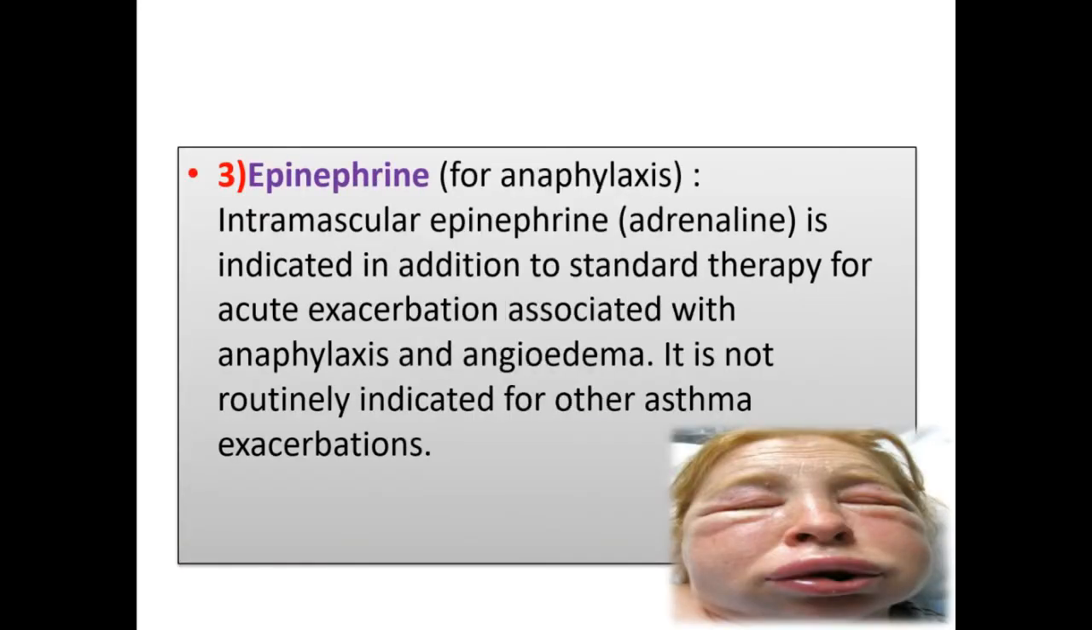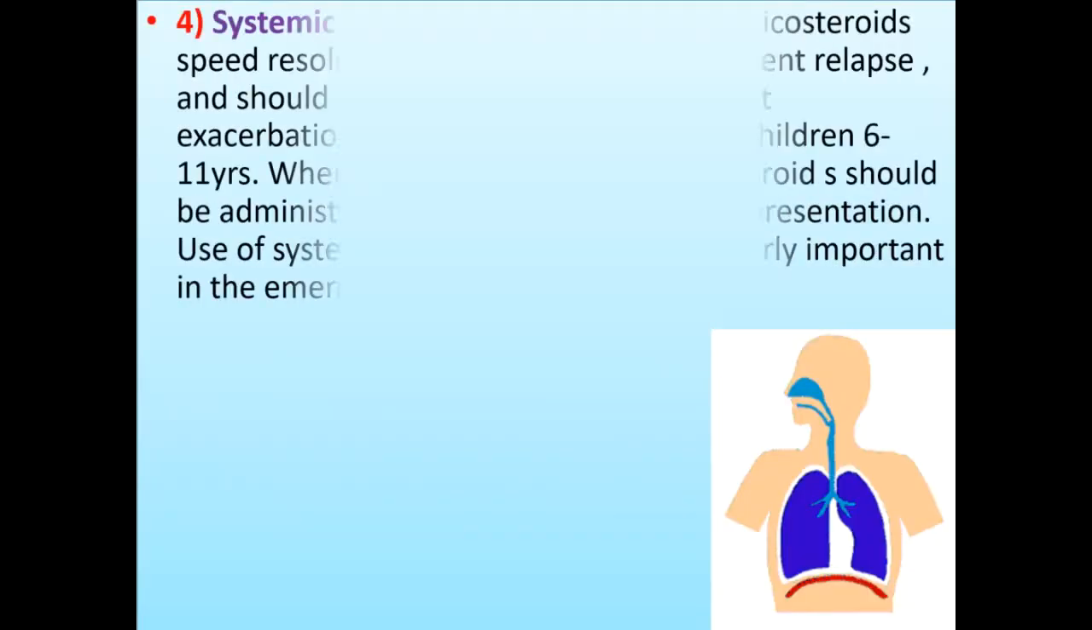3. Epinephrine. For anaphylaxis, intramuscular epinephrine (adrenaline) is indicated in addition to standard therapy for acute exacerbation associated with anaphylaxis and angioedema. It is not routinely indicated for other asthma exacerbations.